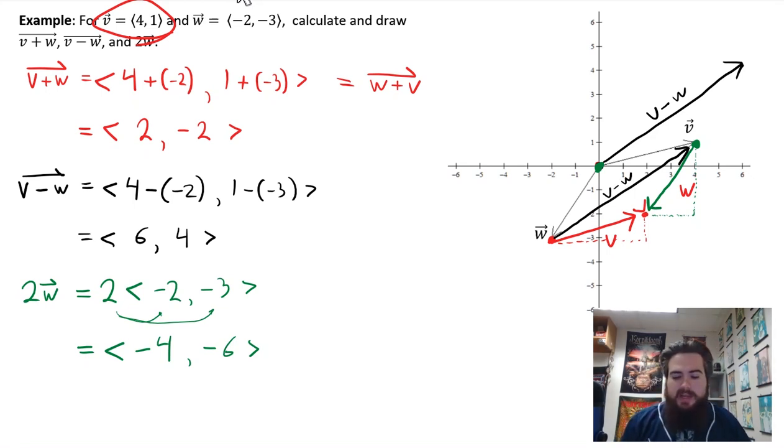And you can notice if you count from the values on the coordinate plane here, for the x values, I'm going from -2 to +4, which is a horizontal distance of 6 movement. And for the y values, I'm going from -3 up to +1. That is a vertical distance of 4. Meaning, the diagonal there is 6, 4, or the same components as v minus w. So another way that we can manipulate these vectors.